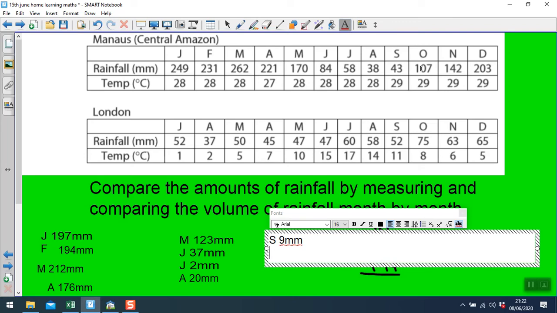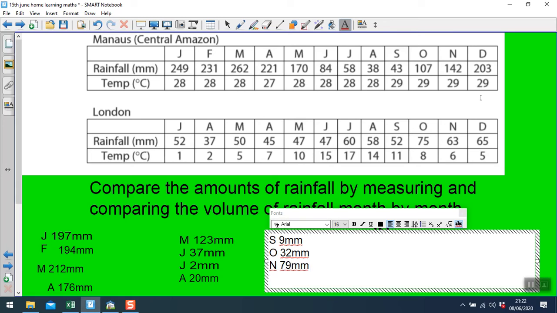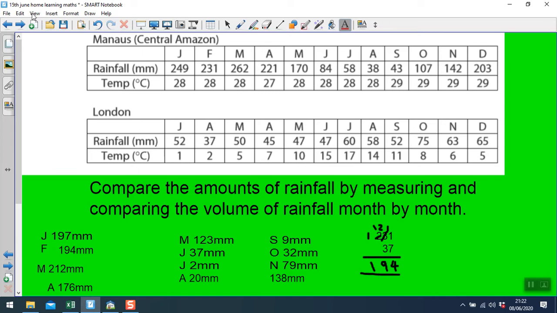October, 107 take away 75. That's 32. November, 142 take away 63 is 79. And December, 203 take away 65 is 138 millimetres. Well done if you got those right.